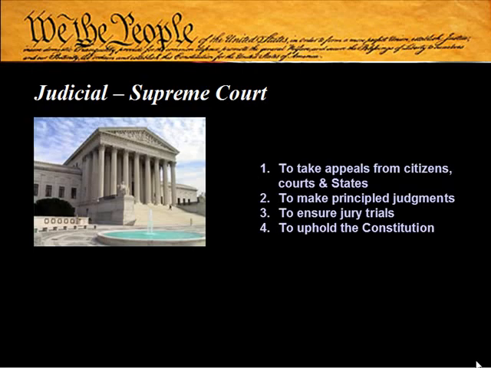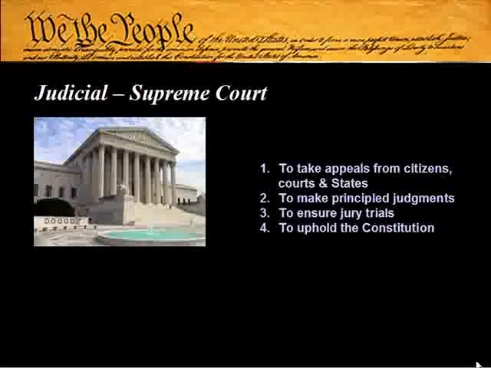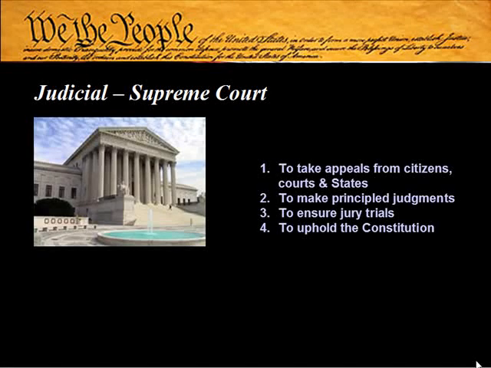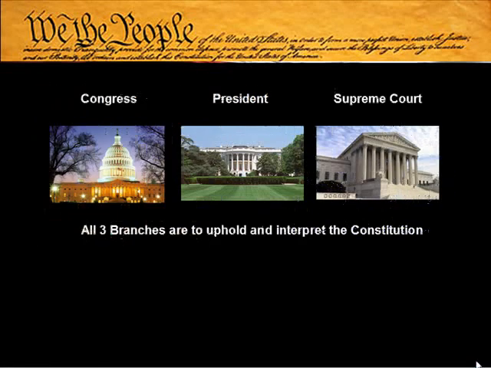One thing that's worth noting here as you look at the 4th item on the list, to uphold the Constitution, it's a common mistake now to think that the Supreme Court is the final arbiter of what the Constitution says. But in fact, how the Constitution is set up, all 3 branches are to uphold and to interpret the Constitution, not just the Supreme Court.